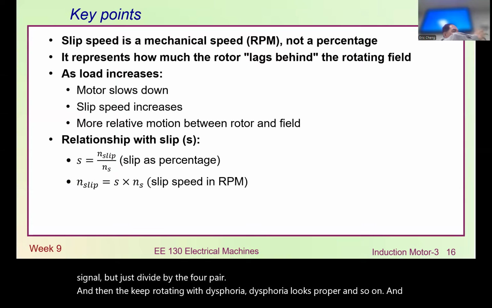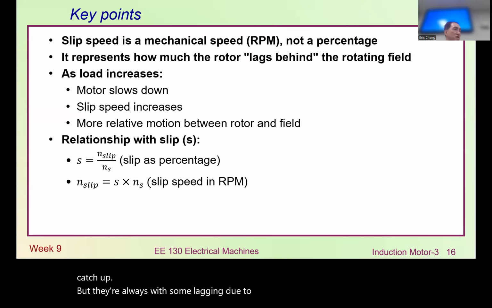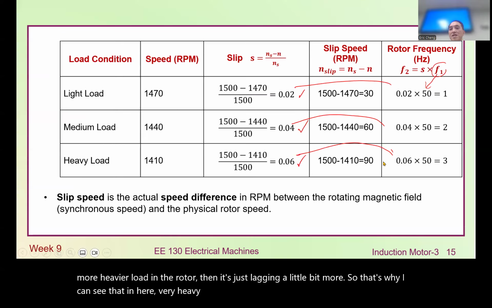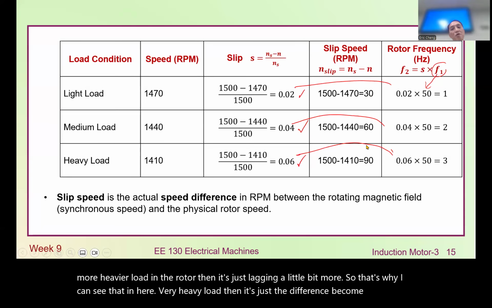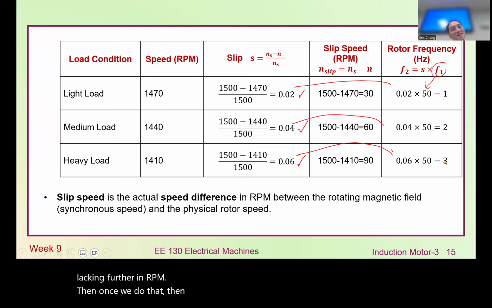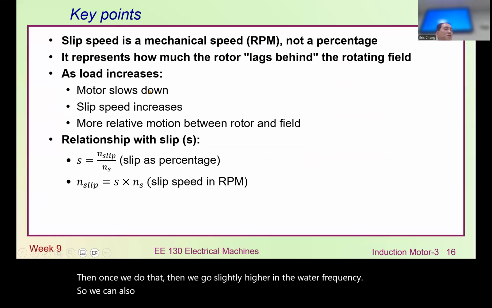And the rotor tries to catch up, but there's always some lagging due to the loading of the rotor. When we put a heavier load on the rotor, it lags a little bit more. So that's why you can see here that when we have a heavy load, the difference becomes larger, lagging further in RPM. And once we do that, we go slightly higher in the rotor frequency.